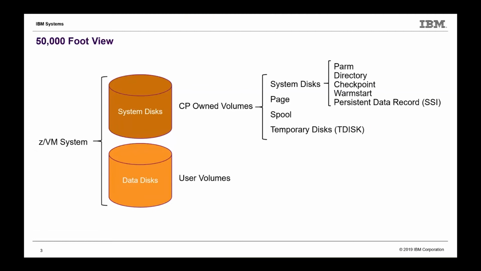Now, within that system disk category, there are a couple of different things. Some people also refer to this as system residence data. You're going to hear reference to something called the Parm area or Parm disk, and a directory area, which is where we're going to include and write all the information that describes all the virtual machines that we can start in our z/VM system. Then there are two areas we'll talk about later, checkpoint and warm start, which are important for system maintenance, or to run it.